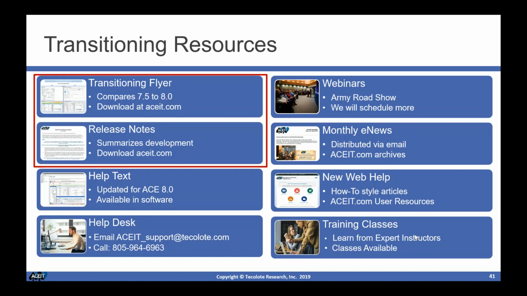The help text has been completely updated for 8.0 to go with the software. We're doing things like webinars like the one that we're doing today. We also offer a monthly newsletter. If you are not signed up for that, if you go to the ACEIT website, you can sign up to get a copy of that. It's distributed via email once a month. And then we're also working to put together a new online help content area on our website.